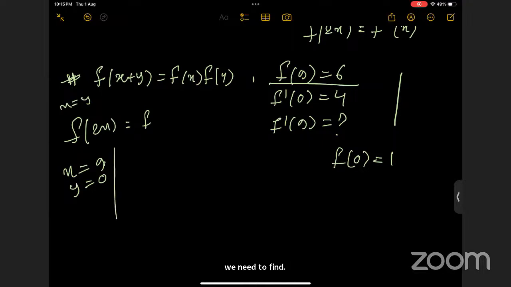Wait. You put x equal to 0, y equal to 0, you get f of 0 is equal to 1. Okay, that's fine. Yeah. Now just write the formula of f dash of 9, right?